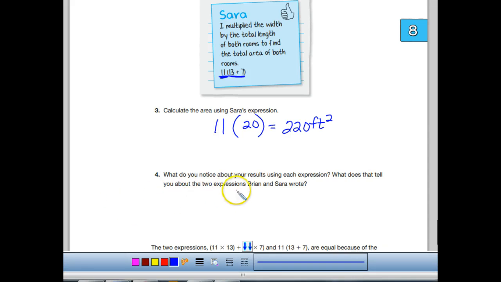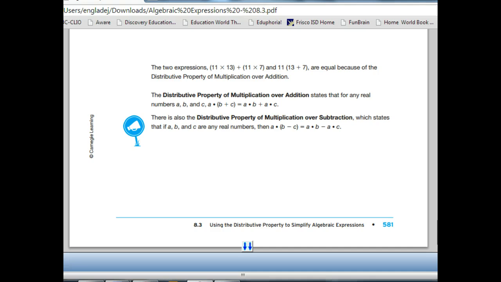Okay, so now we're back. So hopefully what you said about Brian and Sarah is, well, gosh, their expressions were both the same, right? They just wrote the expression differently, but they still got the same answer. So those expressions are equal to each other. We call this a specific property. That property is called the distributive property of multiplication over addition.